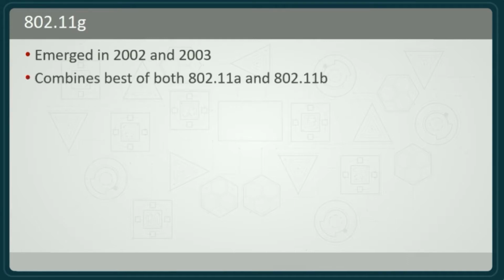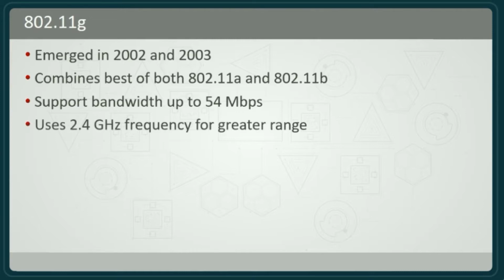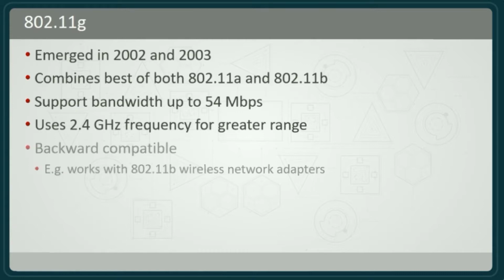So along came G, which emerged in 2002 and 2003, and this combines the best of both A and B. It supports the higher bandwidth of up to 54 megabits per second, but uses the 2.4 gigahertz frequency for greater range. This was also backward compatible. In other words, it worked with the already in place B wireless adapters that you might have had. So we don't have to change out all of our adapters to take advantage of the higher speed.